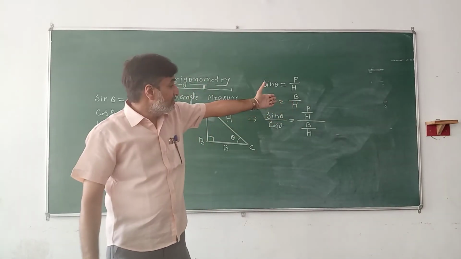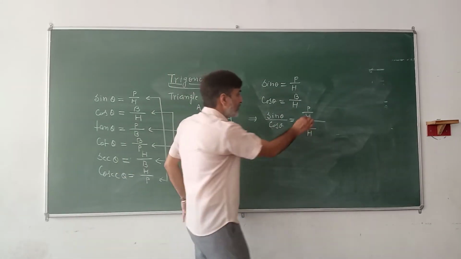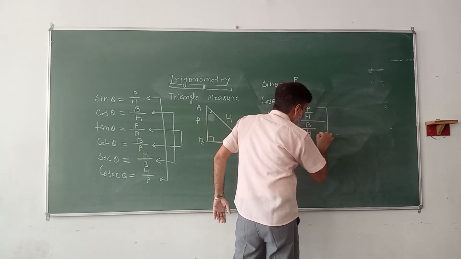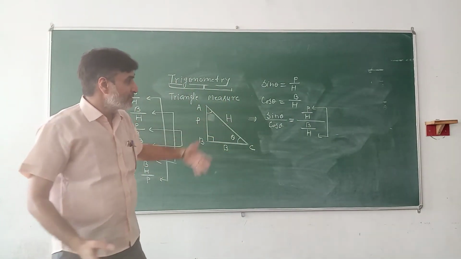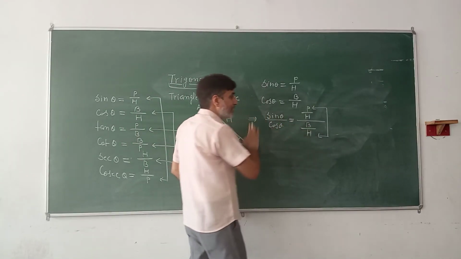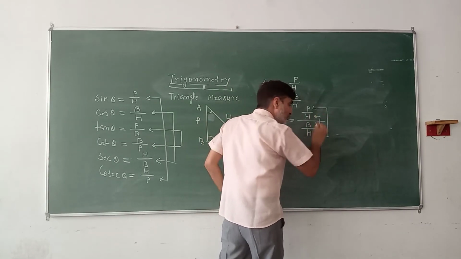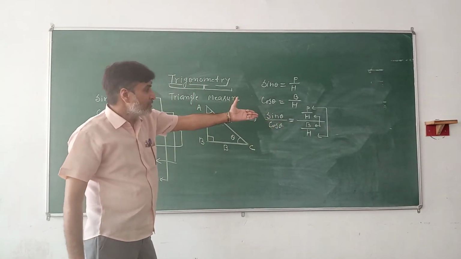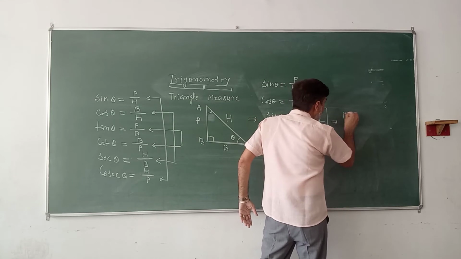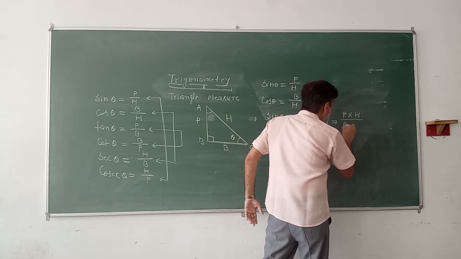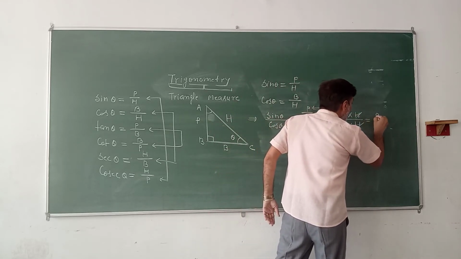Here, students, on the right hand side we have 4 terms in division. The first term and fourth term are called extreme terms, or in short, extremes. The product of these two becomes the numerator. The second and third terms are called mean terms, or in short, means. The product of these two becomes the denominator. So the right hand side can be written like P into H divided by B into H. H and H cancel out and we get P by B.